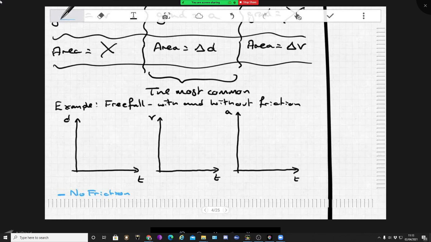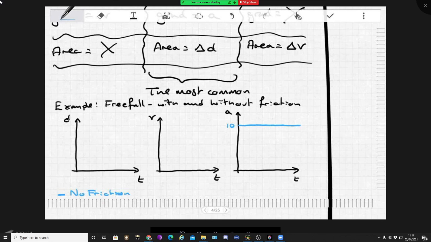With no friction, no air resistance, I hold an object and I let go and it falls. That's free fall. Distance is a function of time, no idea. Speed is a function of time, no idea. The one that I know is the acceleration. Because there's no air resistance, it will constantly fall at the acceleration due to gravity. So it looks like this, and the value would be approximately 10.